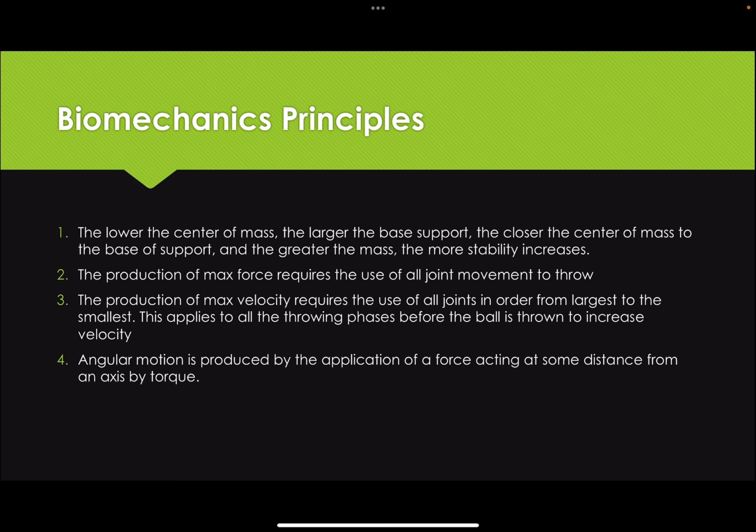Biomechanic principles: the lower the center of mass, the larger the base of support. The closer the mass is to the center of the base of support, the more it will increase your stability. The production of the max force is from all the joint movement that you have to throw. The max velocity comes from your arms, how hard you want to throw the ball, and the angular motion is produced by the application of force acting at some distance from an axis, by torque.